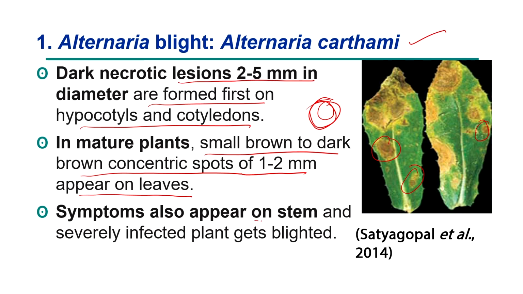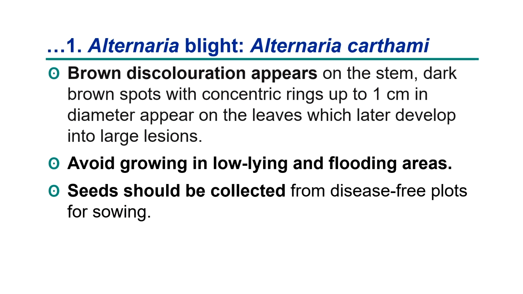Symptoms also appear on the stem and severely infected plants get blighted. Brown discoloration appears on the stem. Dark brown spots with concentric rings up to 1 centimeter in diameter appear on the leaves, which later develop into large lesions. So these spots can merge into each other to make larger lesions.